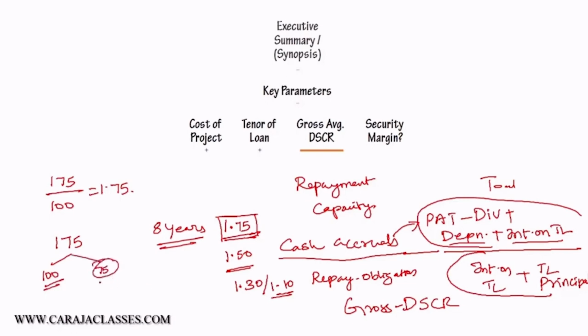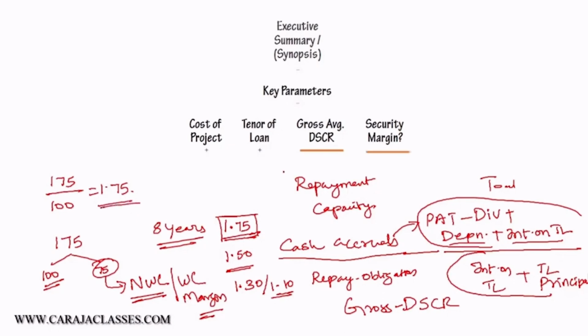Why should the 75 be left? This is required because this money should go as net working capital, supporting the working capital margin of the business. At the cost of the term loan, you cannot compromise the working capital margin. That's why banks prescribe levels like 1.75.